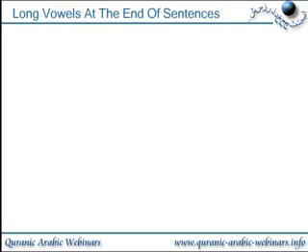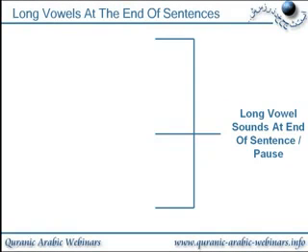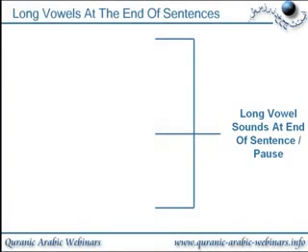Now we're going to talk about long vowels at the end of sentences. The length of how you pronounce a long vowel can change in 3 different ways. I've written here long vowel sounds at the end of a sentence or a pause. So this will apply if you just stop, and there are obviously rules to when you can stop and when you can't. So this is how to pronounce the lengths, because they do change.